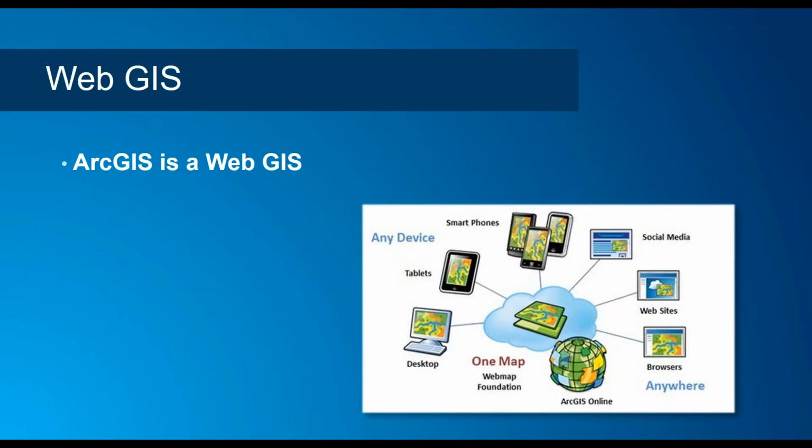Esri defines WebGIS as a type of distributed information system that uses web services to deliver data and capabilities. It can be implemented in the cloud using ArcGIS Online, on-premise using ArcGIS Enterprise, or it can be implemented using a hybrid approach of both.